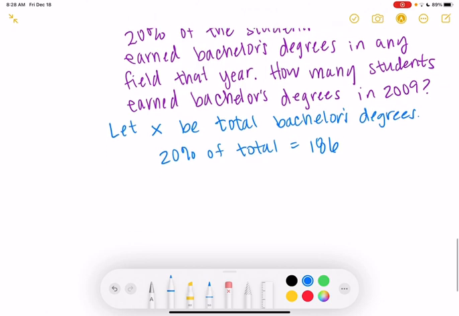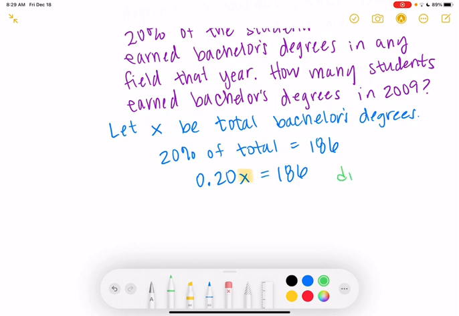20%, we can write that as a decimal, right? So 0.2, you can put 20 if you want. Of means multiply. The total, we said let x be the total. So instead of total, I'm going to write x. So 20% of the total, so 0.2 times x equals 186. Okay, so now, what am I going to do? So this is where you would show me your card. What operation should I use? So there's my x. It's attached to that 0.2 by multiplication, right?